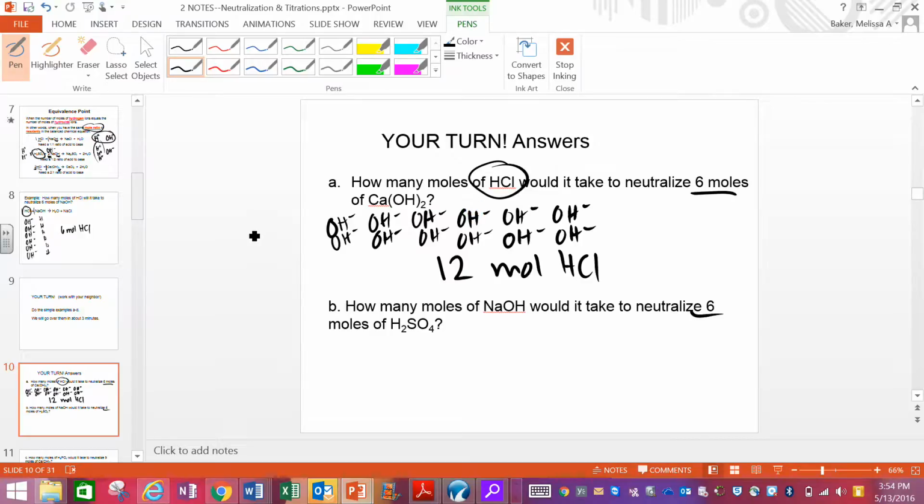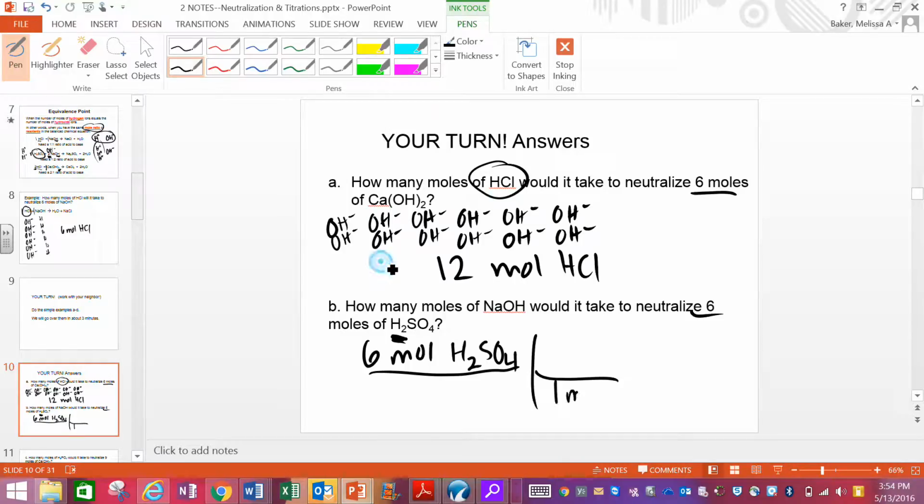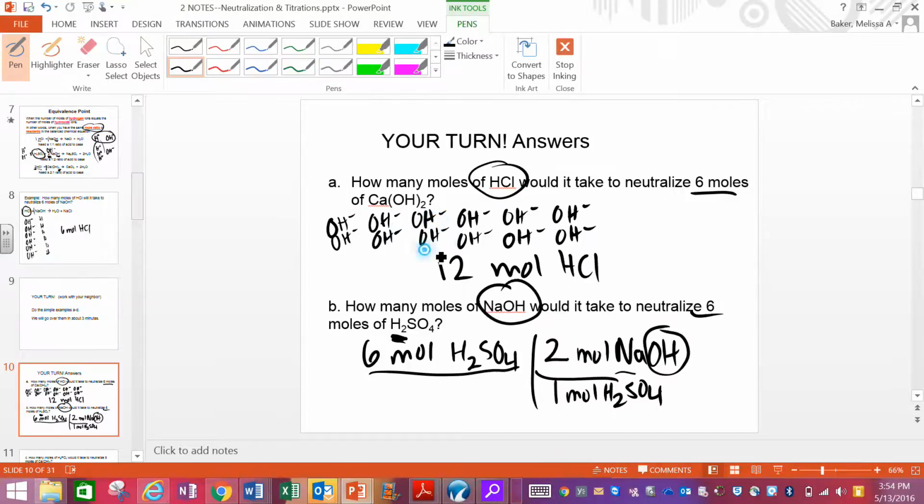Okay, and then what about this? 6 moles of H2SO4. Okay, let's do this the easier way. Start by writing what you know. 6 moles of H2SO4. For every 1 mole of H2SO4, you need double, 2 moles worth of NaOH. See, because the NaOH only has 1 hydroxide in it, so you need twice as much. So the answer to this one is you'll need 12 moles of NaOH.